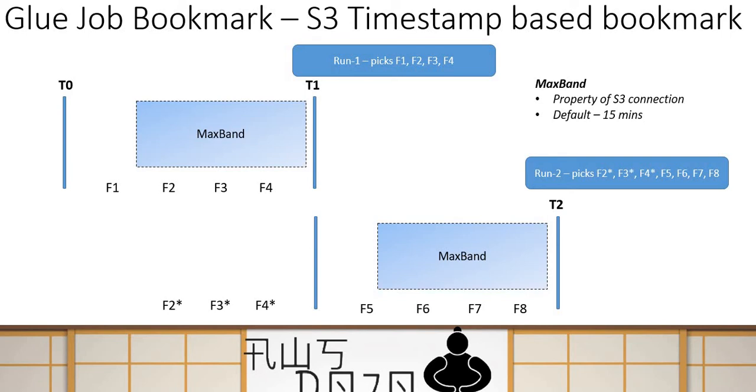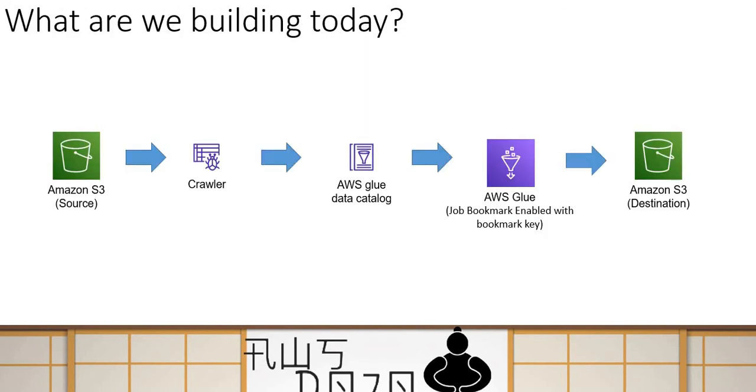Okay, so having said that, what we are going to build today is that we will have an S3 bucket where my source file lies. We will crawl that S3 bucket to catalog the data, and from that catalog we will use a glue job to read data through that catalog.